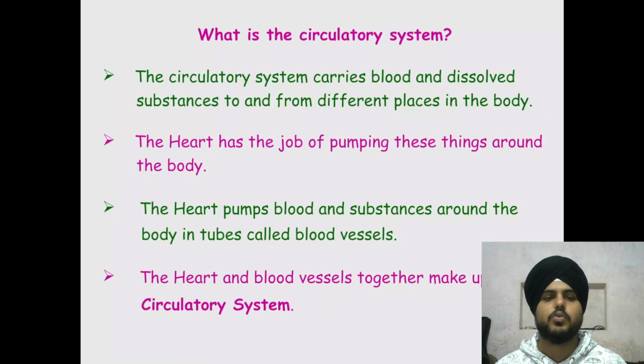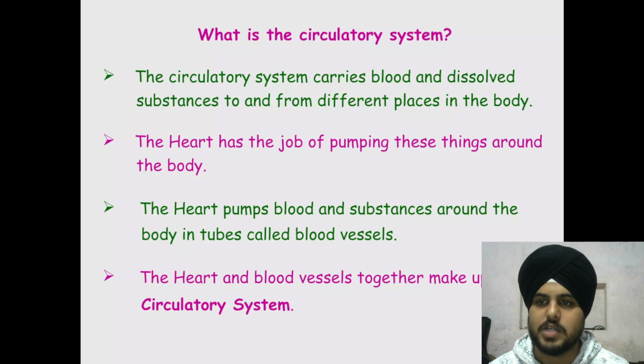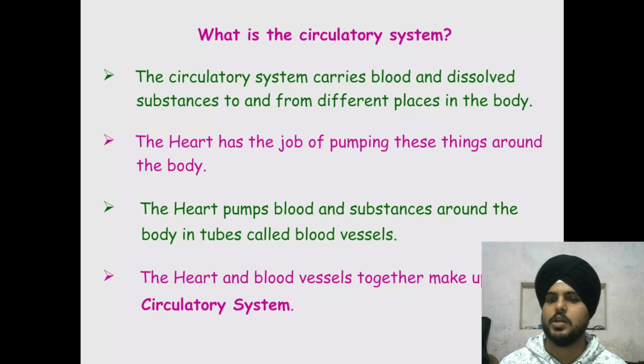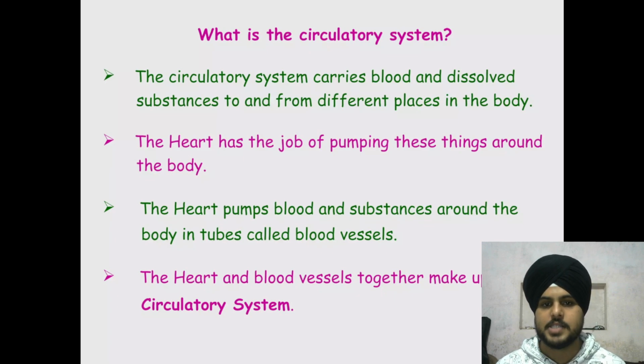Okay, what is the circulatory system? The circulatory system carries blood and dissolved substances to and fro from different parts of the body. The heart has the job of pumping these things around the body. As our heart pumps blood throughout our body, even when we have an injury, our blood flows out because it has the energy with which our heart is pumping it. That's why it bleeds out. The heart and blood vessels together make a circulatory system.